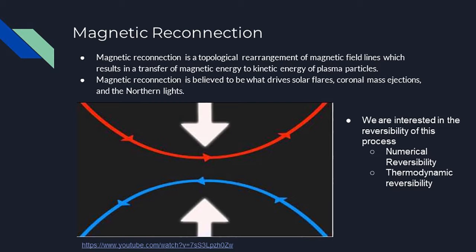Yeah, so magnetic reconnection basically involves a transfer of magnetic energy to kinetic energy in plasmas. And in this video here, you can kind of see what's happening. We've got opposing magnetic field lines. They come together, they reconnect, and then plasma is ejected out the sides here. And this is thought to be a driving mechanism behind solar flares, coronal mass ejections, and the northern lights.